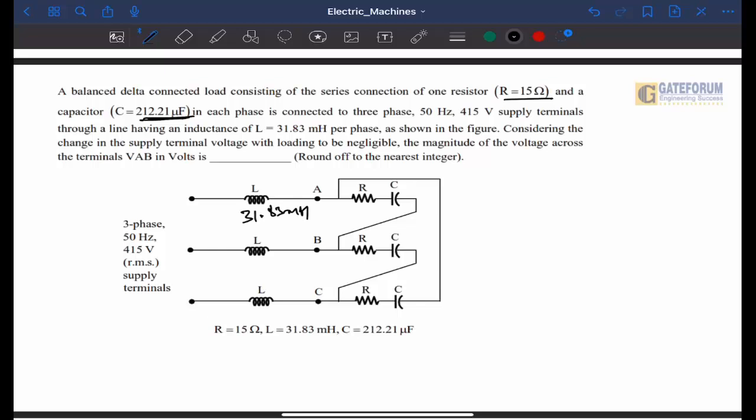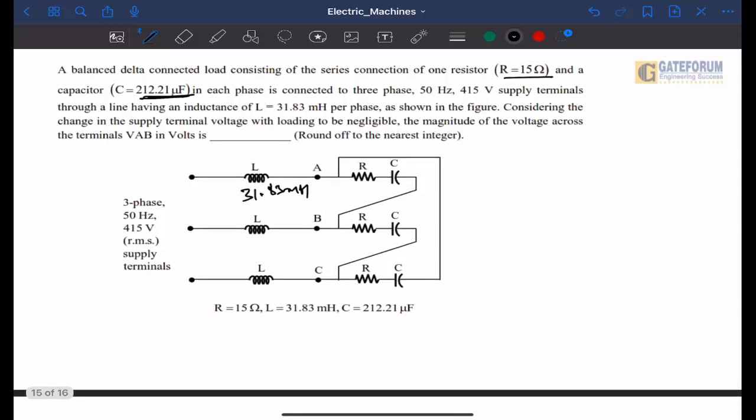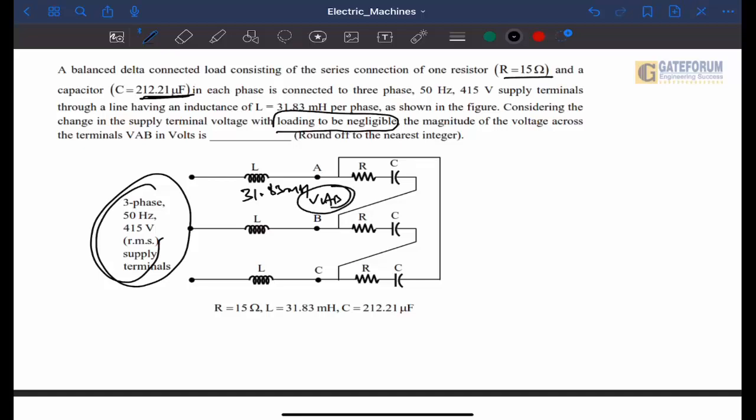Okay, considering the change in supply terminal voltage with loading to be negligible, the magnitude, acha, considering the change in supply terminal voltage with loading to be negligible, that means the supply voltage is constant, there is no change due to the loading impact. The magnitude of the voltage across the terminal VAB we need to calculate. This voltage we need to calculate.